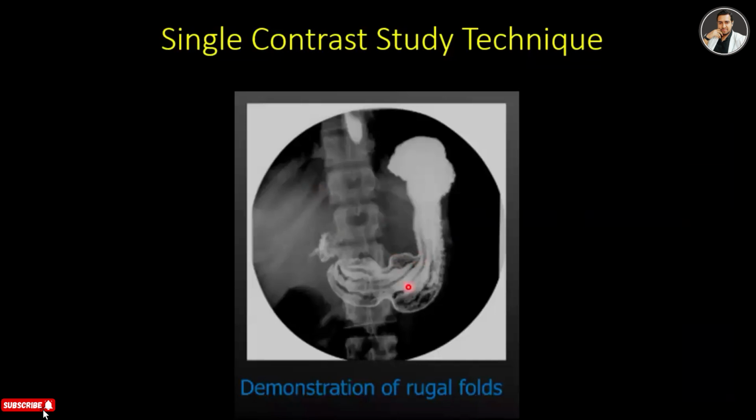This is the example of rugae folds. That means the stomach has mucosal folds, and it's called the rugae. And in this image, it's shown very well. The upper part of the stomach, including the fundus, is filled with barium sulfate, and there is the negative contrast.